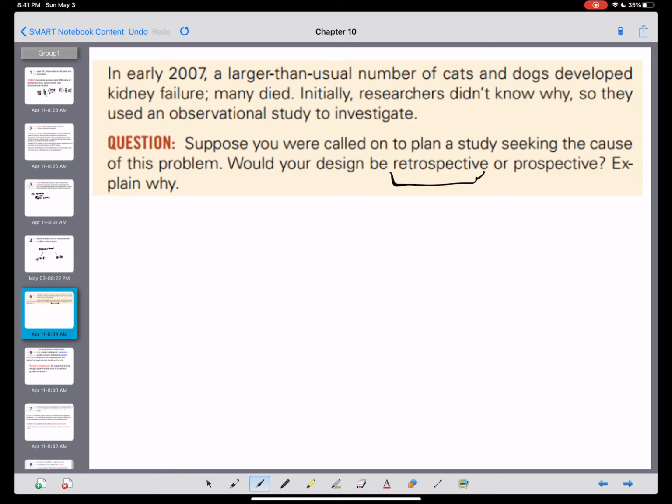What are a couple of reasons why I believe that this is retrospective? The first reason is that it happened in 2007, right? This thing occurred in 2007. So that's kind of the first indicator that it was in the past.